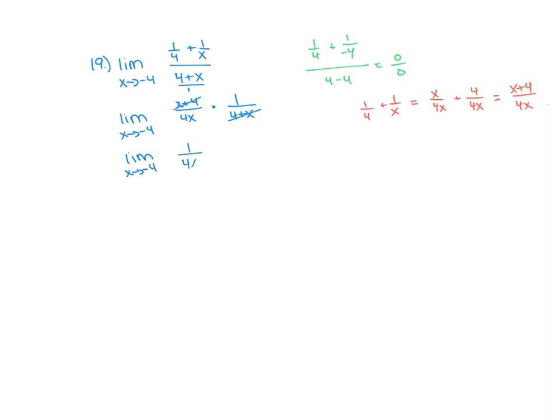So we look at what we have left. We have 1 over 4x. Once we reduce the fraction, we try to plug in our value again and see if we get a real solution. And this time we do. So it looks like my answer is 1 over negative 16.